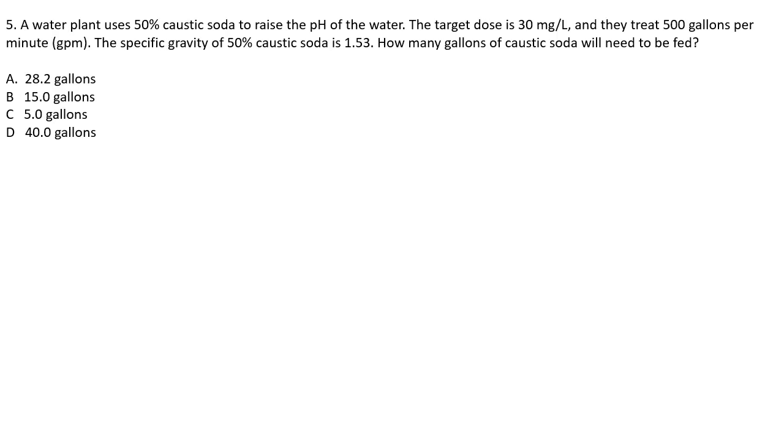Question 5. A water plant uses 50% caustic soda to raise the pH of the water. The target dose is 30 milligrams per liter, and they treat 500 gallons per minute. The specific gravity of 50% caustic soda is 1.53. How many gallons of caustic soda will need to be fed? A. 28.2 gallons, B. 15 gallons, C. 5 gallons, or D. 40 gallons.